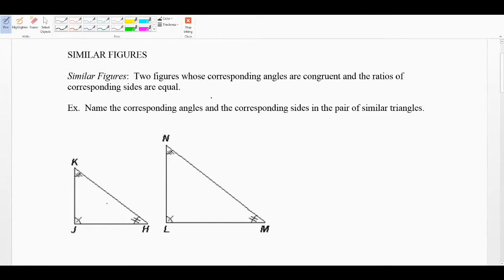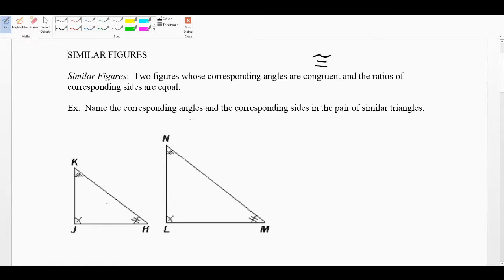Similar figures. What they are is two figures that look the same, they're just different sizes, or they could be the same size. But what that also means is that their angles will correspond, and the ratios of the corresponding sides are equal, or the corresponding angles are congruent. And I may use this notation for congruency, so I may or may not use that.